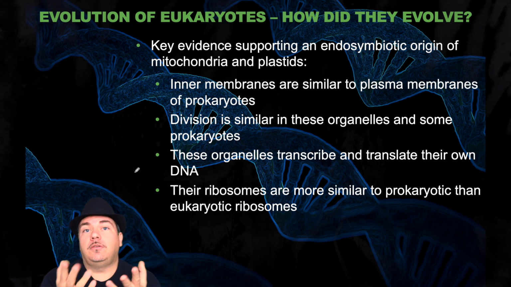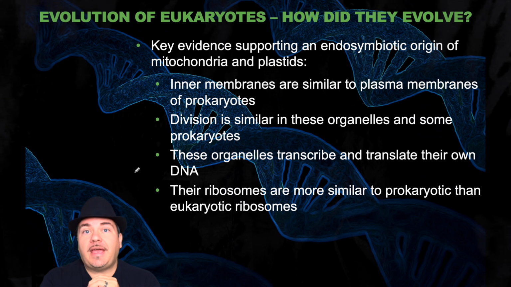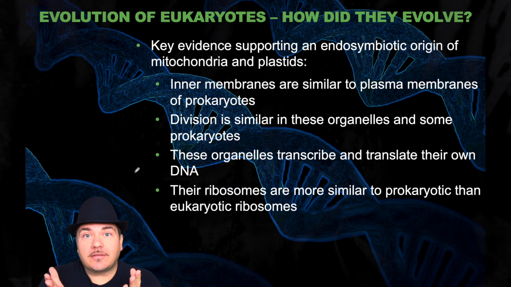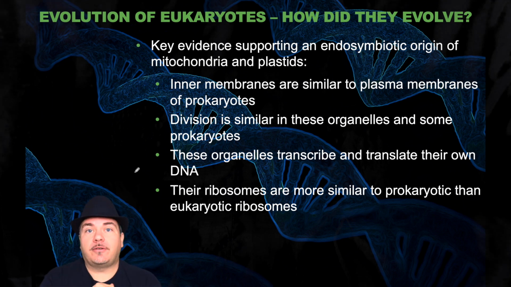When do you get more ER? When do you get another Golgi apparatus? When does that happen? When the cell divides. When does the mitochondria divide? Whenever in the hell it wants. Why? Because it used to be a separate living organism that would divide whenever it wanted.